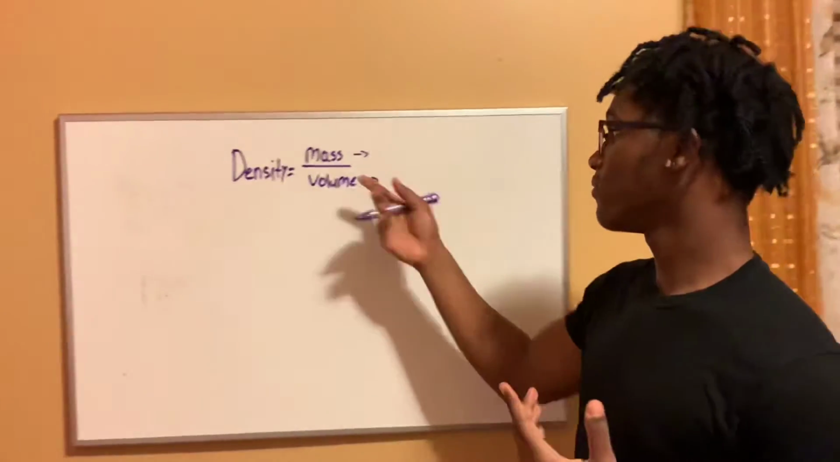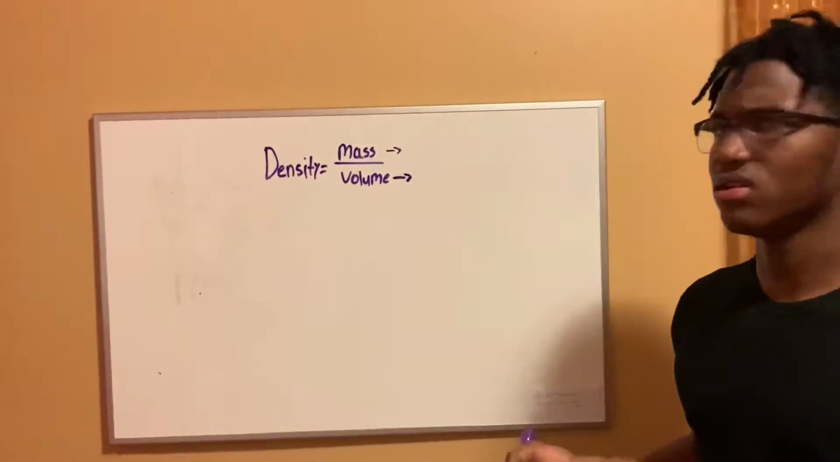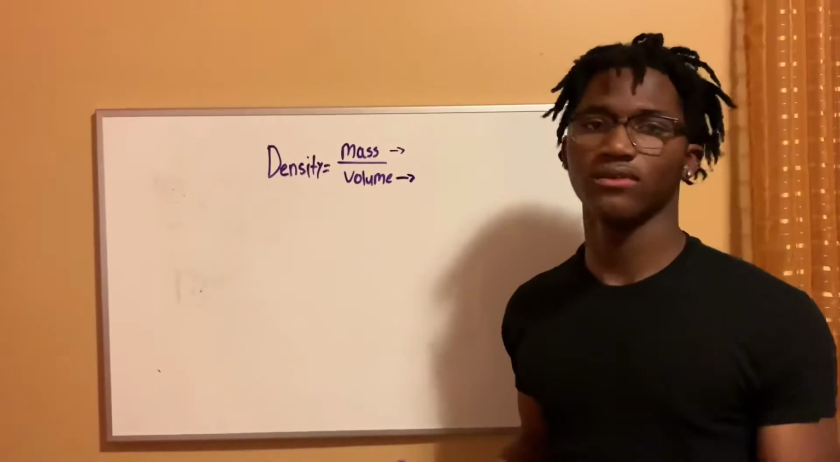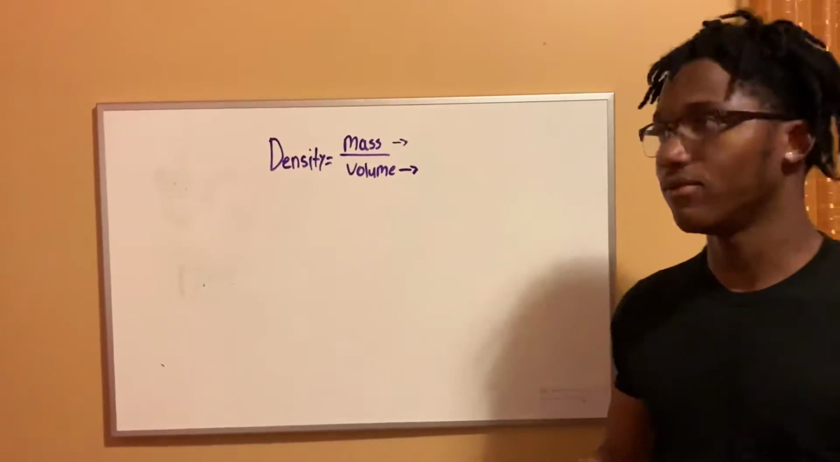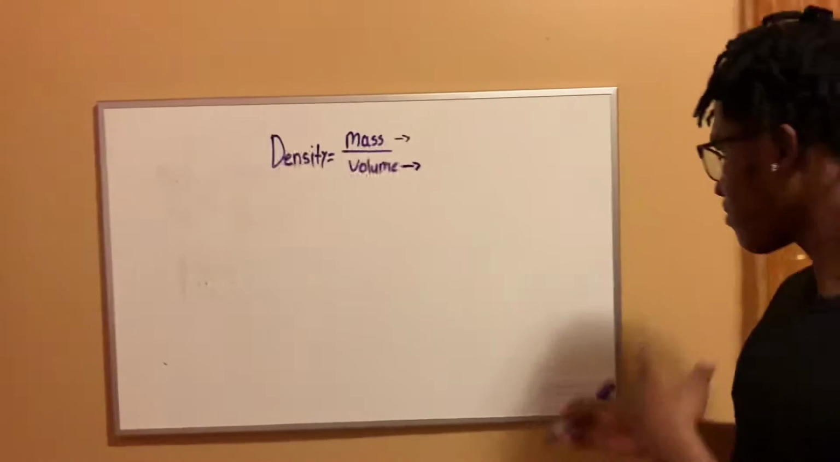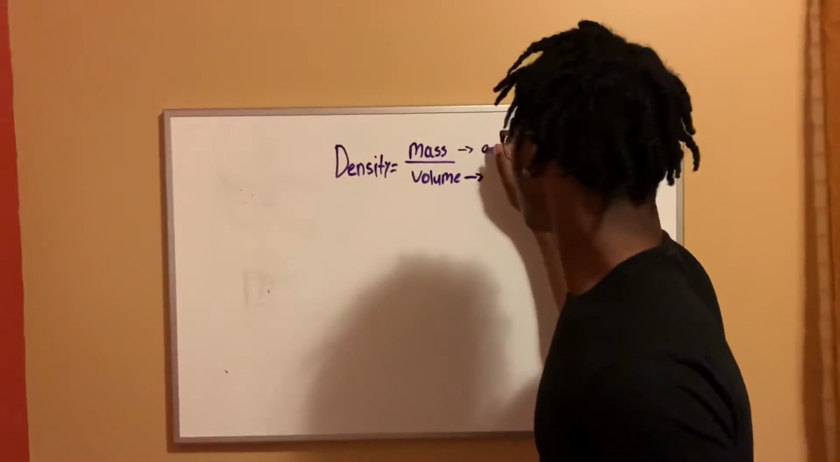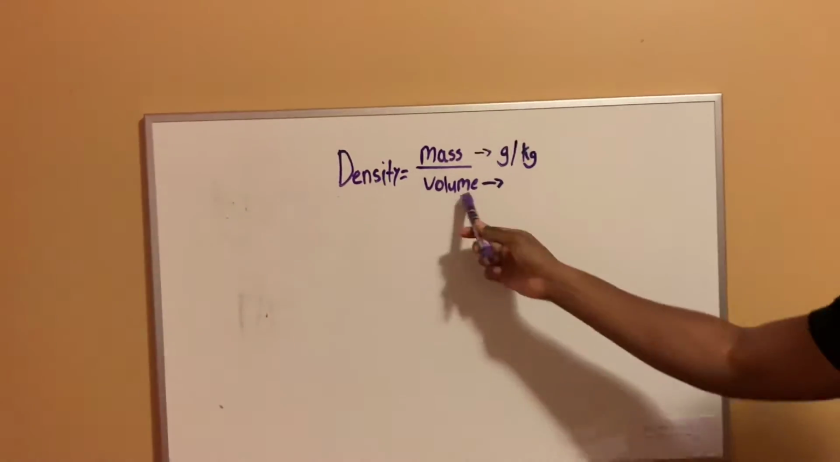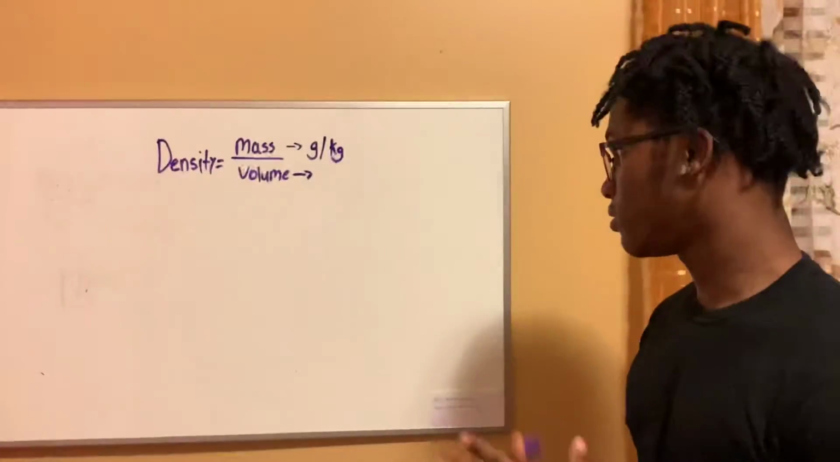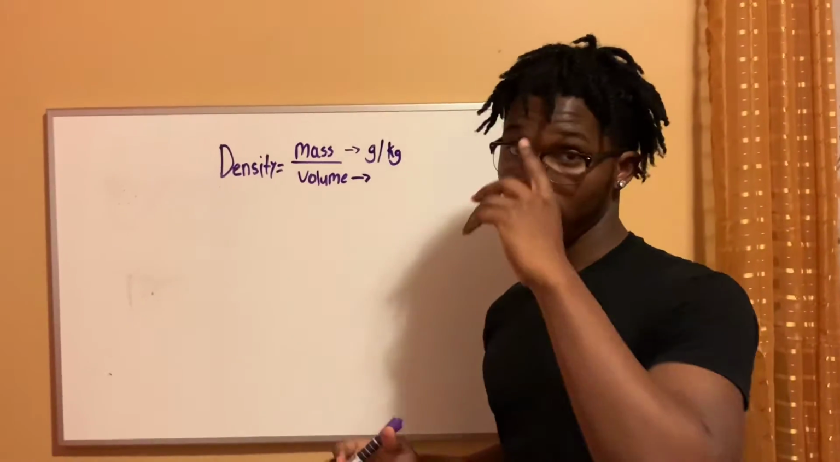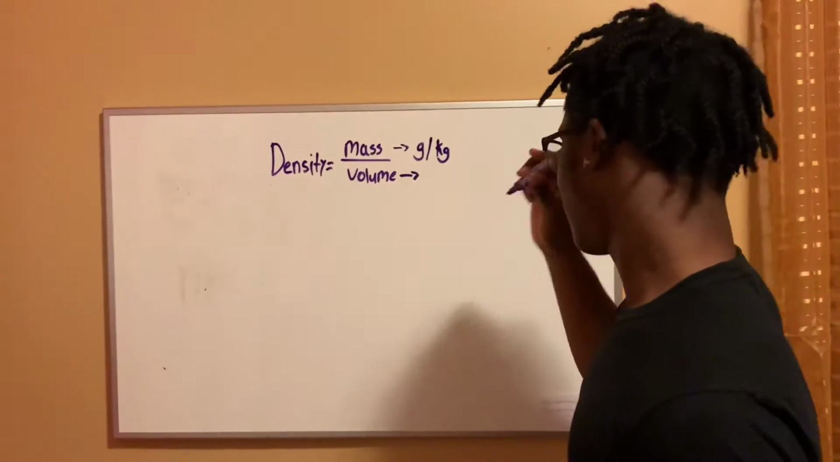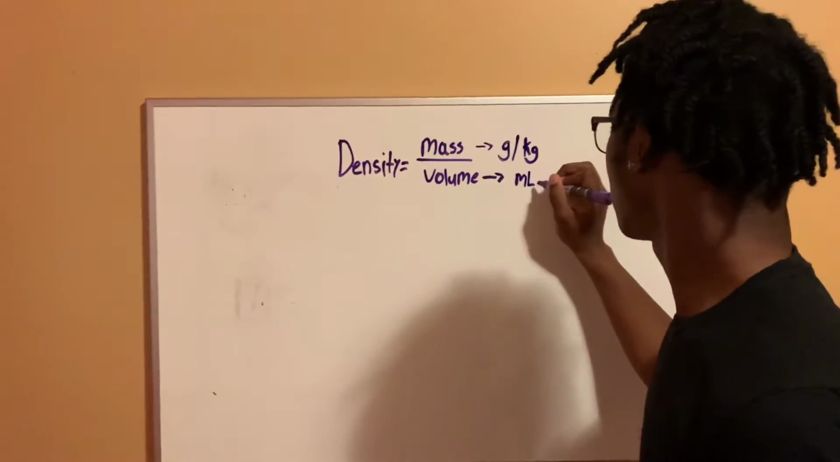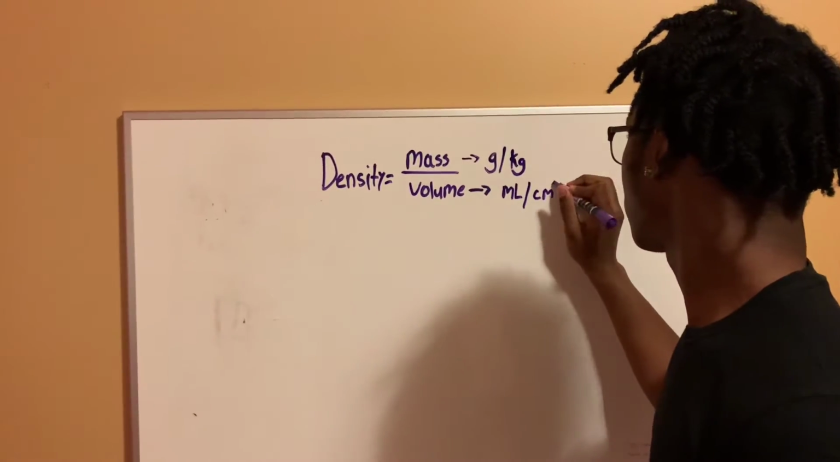So first we have mass and volume. Mass is the amount of matter that takes up any given thing, any given object, and even people. And its units are grams and kilograms. Volume is the amount of space an object takes up, and its units are milliliters and centimeters cubed.